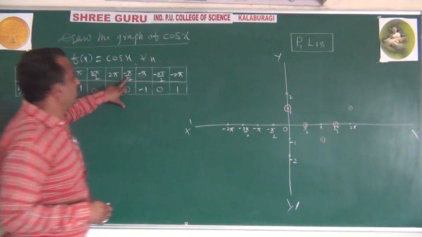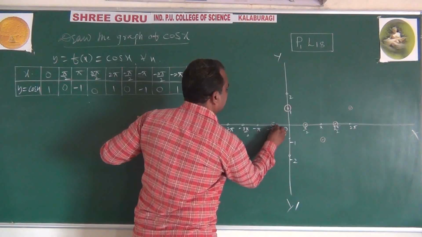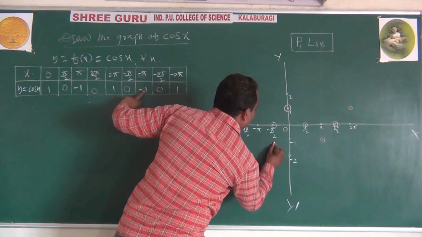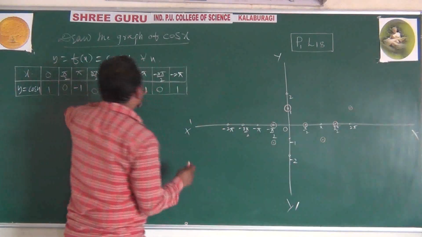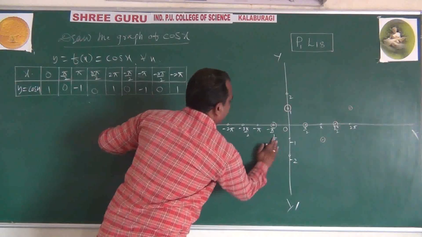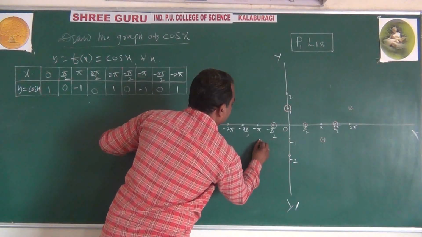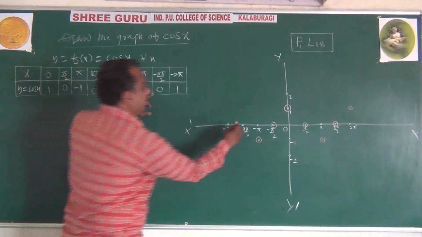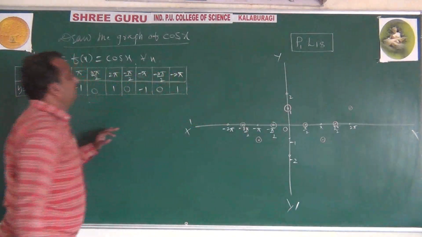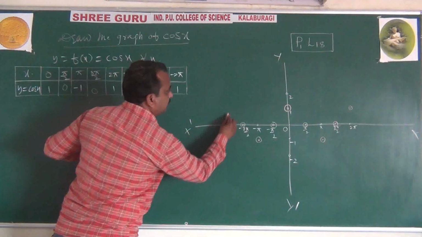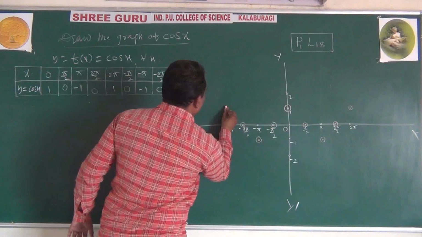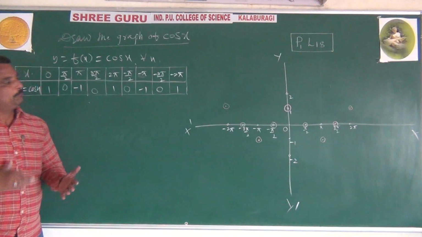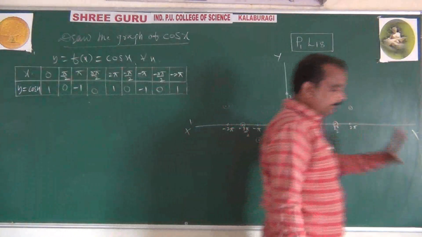The next negative values: at minus pi by 2, it is 0. At minus pi, it is minus 1. Correct? The x value is minus pi and the y value is minus 1. At minus 3 pi by 2, it is 0, and at minus 2 pi it is plus 1 again. Like that the values go 1 up and 1 down, positive 1 and negative 1, at 2 pi, 3 pi, but at odd multiples of pi by 2 it becomes 0.